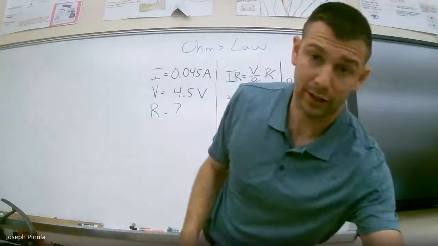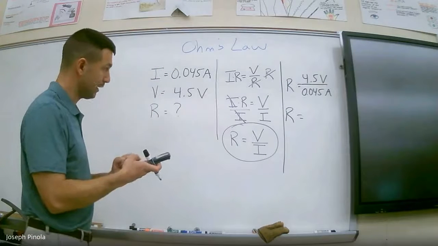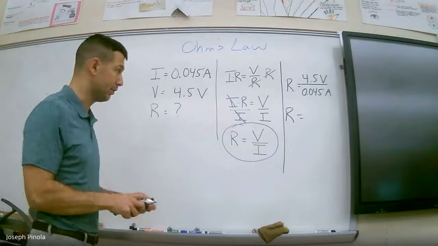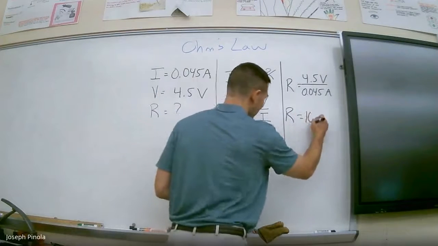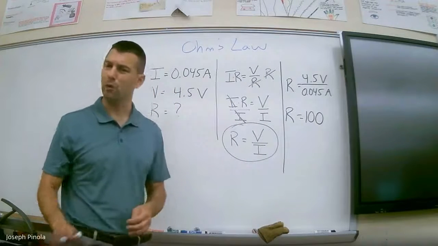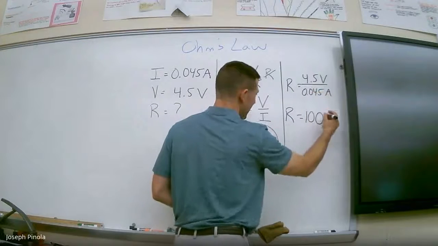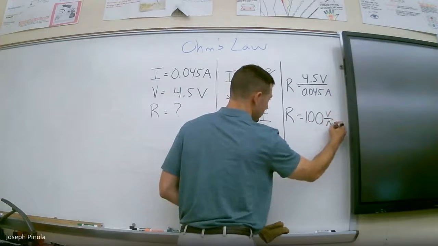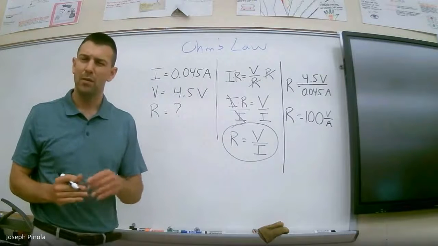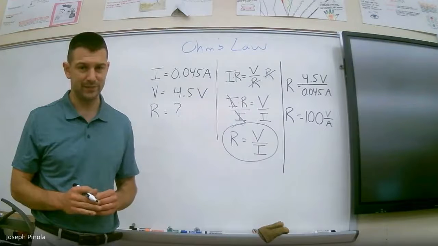Getting out my calculator, I can do some math here. 4.5 divided by 0.045 gives me an answer of exactly 100. 100 what? Well, notice we did volts divided by amps in our calculation. That could certainly be an acceptable unit. But do you remember what the SI unit for resistance is?